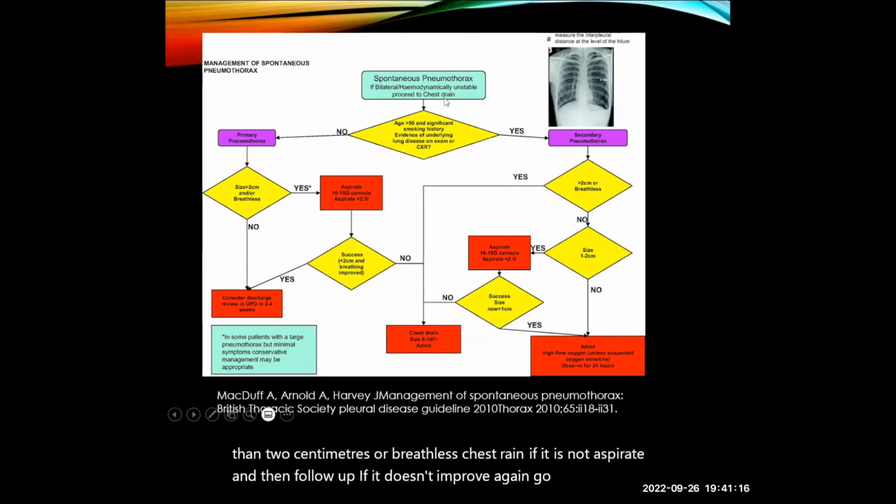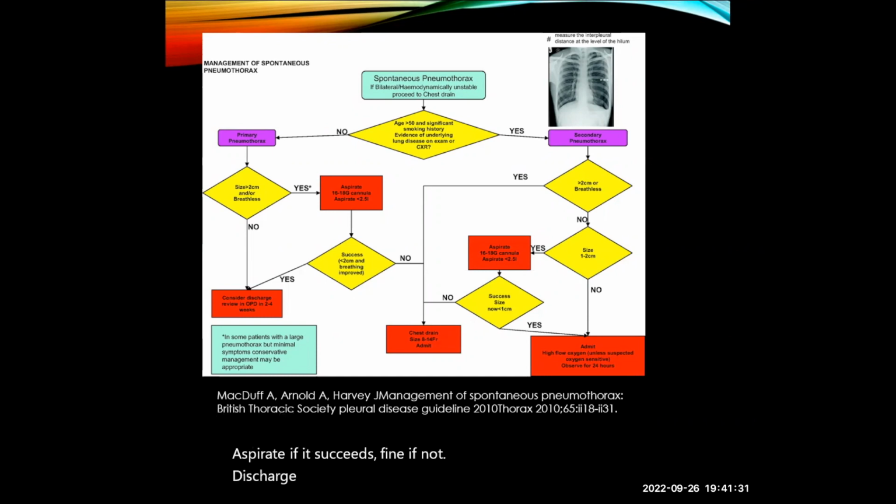On the contrary, if it's a younger patient and it is greater than 2 centimeters, aspirate. If it succeeds, fine. If not, consider a chest drain; if it succeeds, discharge and review. So that's the algorithm. But if it is persistent and they put a drain in and it's not settling, then they will come to us.